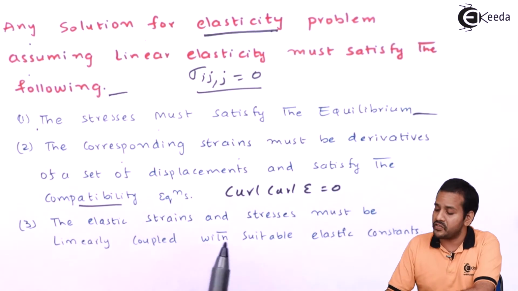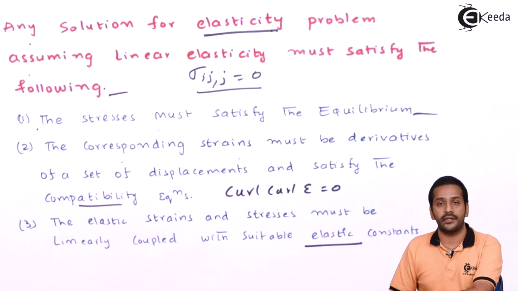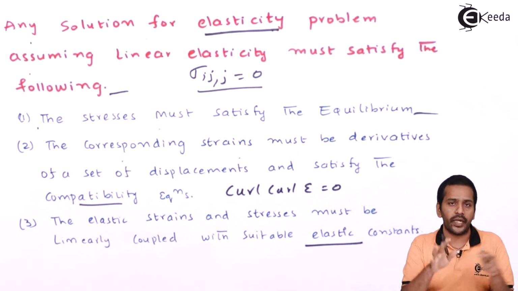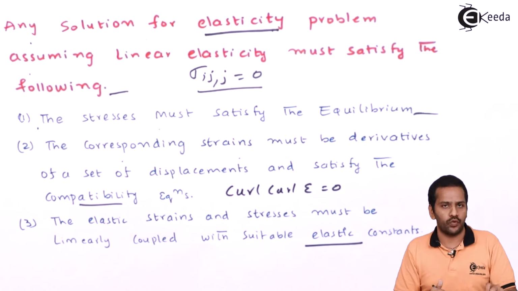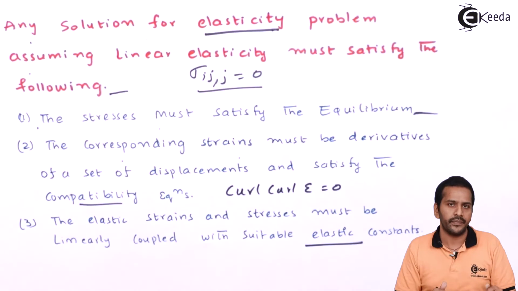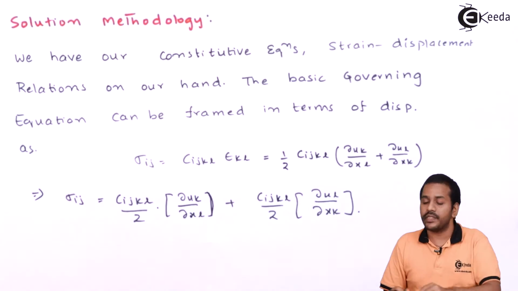And the third one is that the elastic strains and stresses must be linearly coupled with suitable elastic constants. We have seen the different elastic constants; we can have anisotropic and isotropic elastic constants. In the case of isotropic, we will have only 2. For anisotropic, depending on the crystal symmetry, we will have varying numbers of independent constants. In the case of triclinic, it is 21. In the case of cubic, it is 3. In the case of transversely isotropic, it is 9. Like that, we will have different independent constants depending on the material symmetry. So that also we need to be careful. Based on this, how can we solve these things?